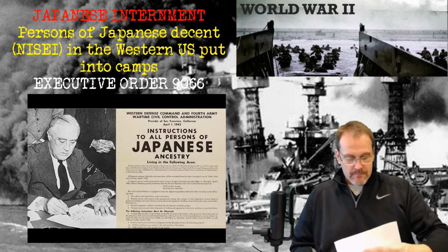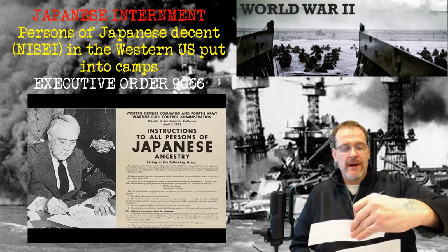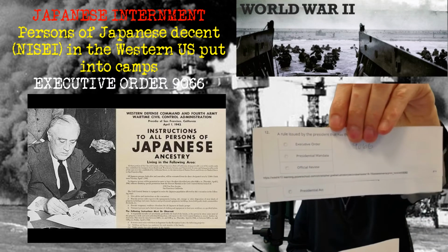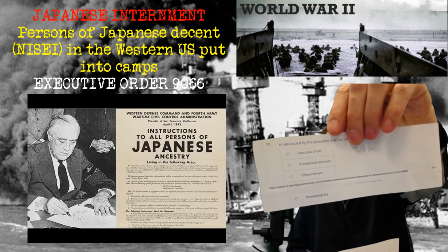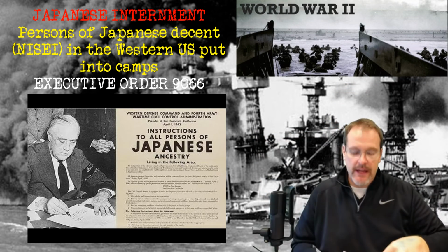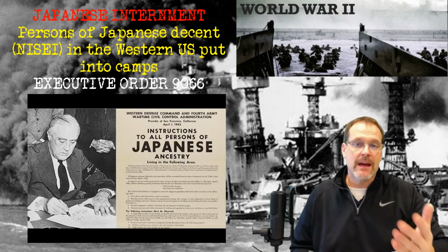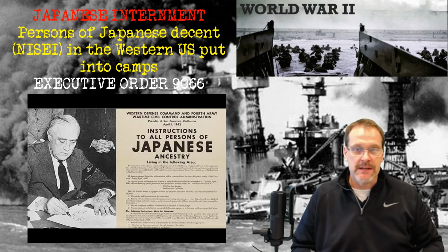So an executive order is a rule issued by the president that has the force of law. There is Executive Order 9066, and that enslaved... It didn't enslave. It put Japanese Americans into captivity.